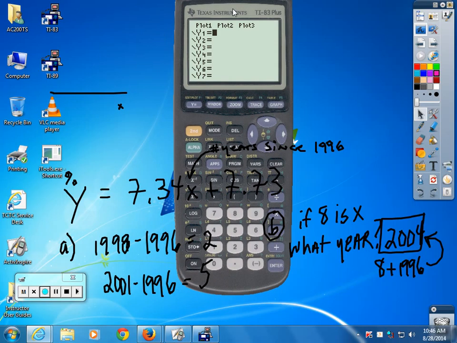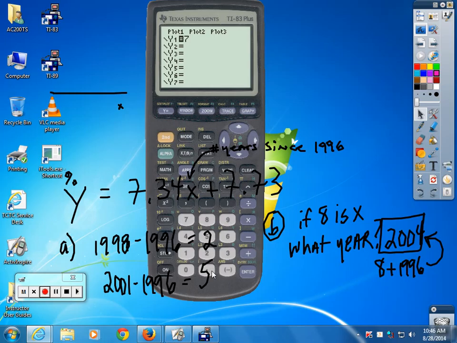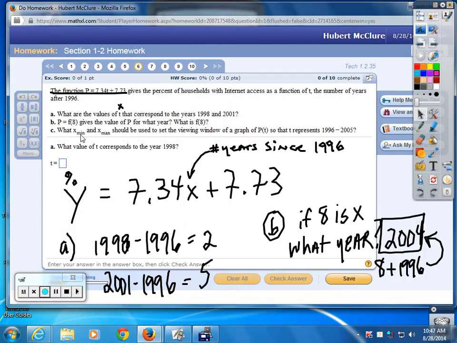Graph y is equal to 7.34x plus 7.73. And graph. And I'm going to do a zoom 6 just to do standard, which probably is already that way. Okay, what do they want to know? The question asks, what x min and x max should be used to set the viewing window of the graph so that you can see 1996 to 2005.